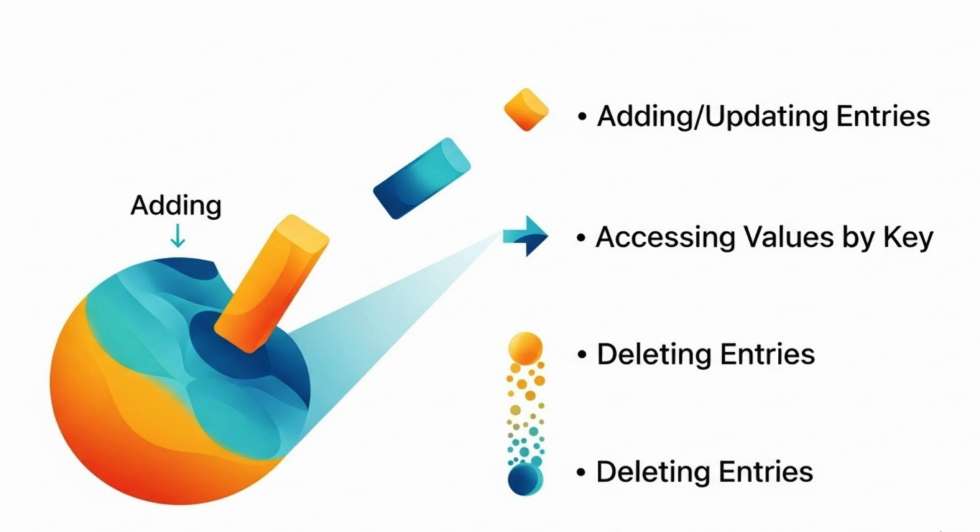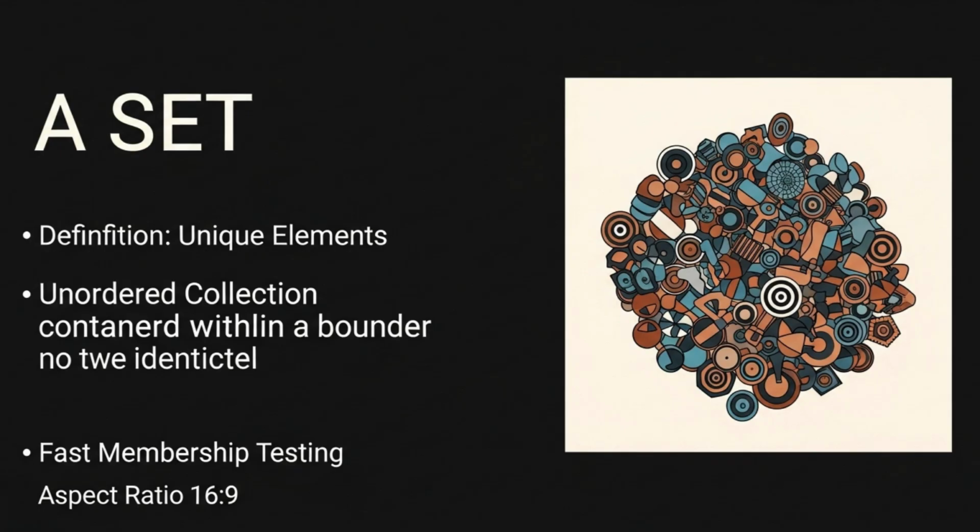Now let's talk about sets. While dictionaries are all about key-value pairs, sets are simpler. Their defining characteristic is that they only store unique elements. Imagine a guest list where you only want to count each person once, no duplicates allowed. That's a set. If you try to add an element that's already present, the set simply ignores it, ensuring every item in the collection is distinct.